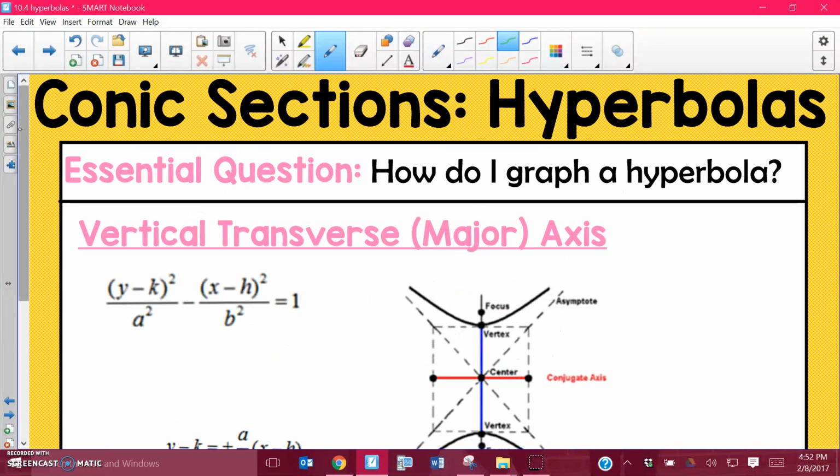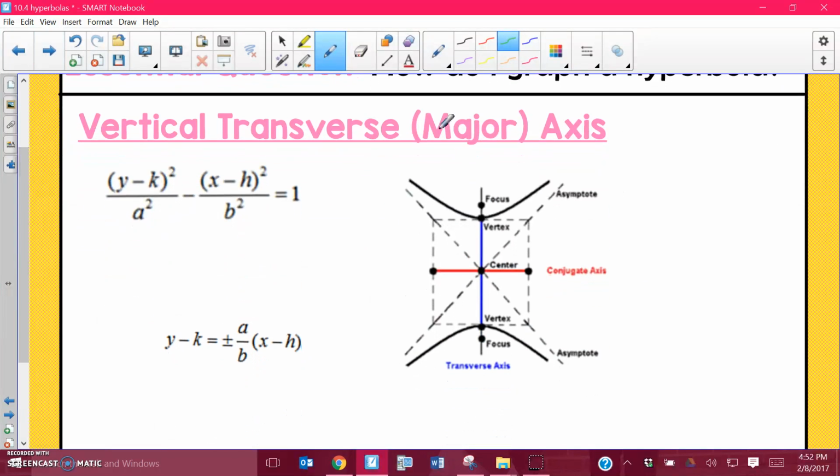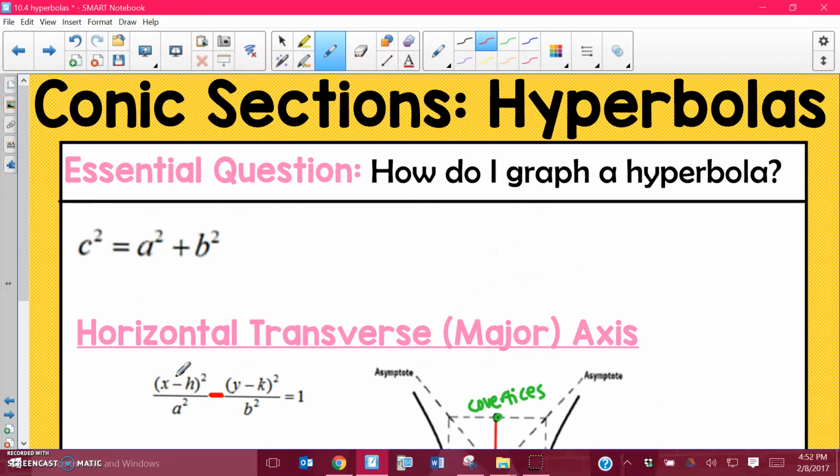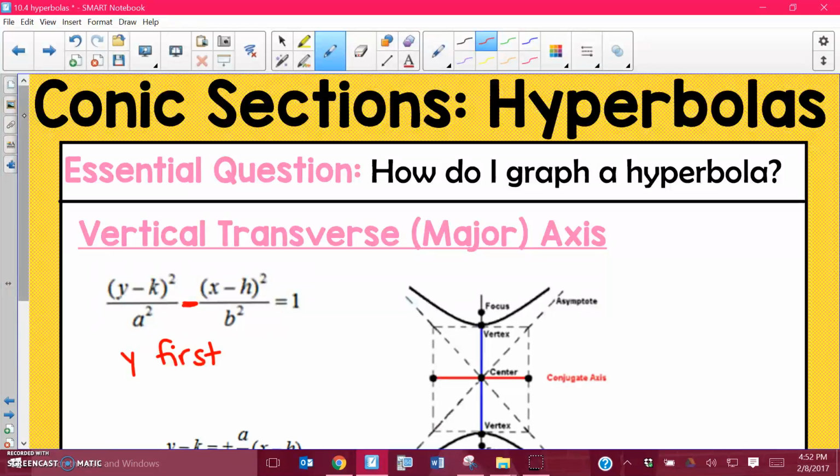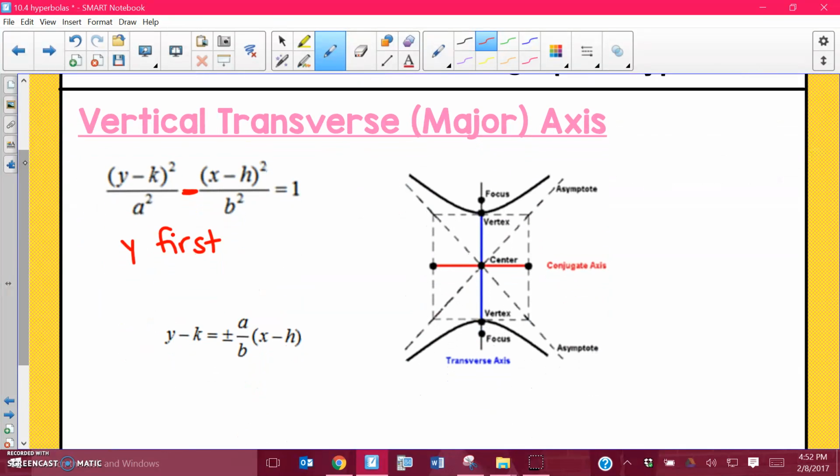Okay, if I look at the vertical transverse axis, that just means that my graph is going up and down instead of left and right. Everything is almost exactly the same in the equation, except you notice here, y is first. If y is first, it's vertical. If x is first, it's horizontal. The a squareds and the b squareds don't change position. This is going to be a squared under y and b squared under x on this one, whereas on the horizontal, the a squared was under x and the b squared was under y. That'll make it a little easier when we're trying to solve for c.